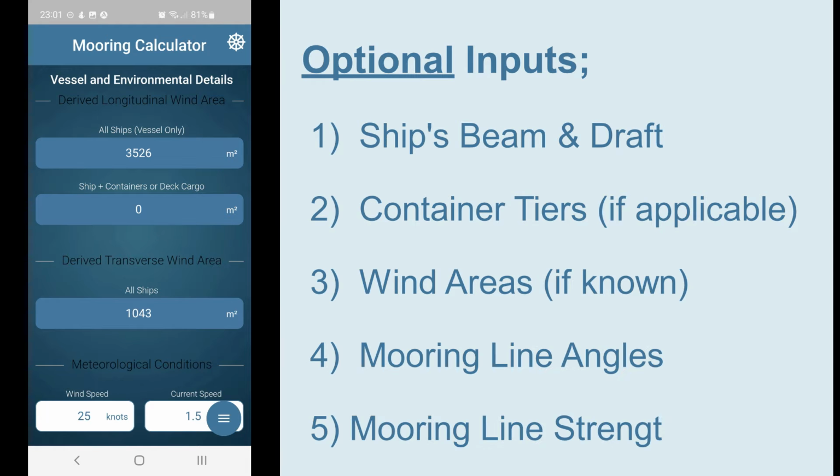If it is available, further information may be input into the app. The general effect will be to increase the output accuracy. These include the ship's beam and draft, the container tiers, which should be considered compulsory for a container ship, the mooring line angles, and the mooring line strength.